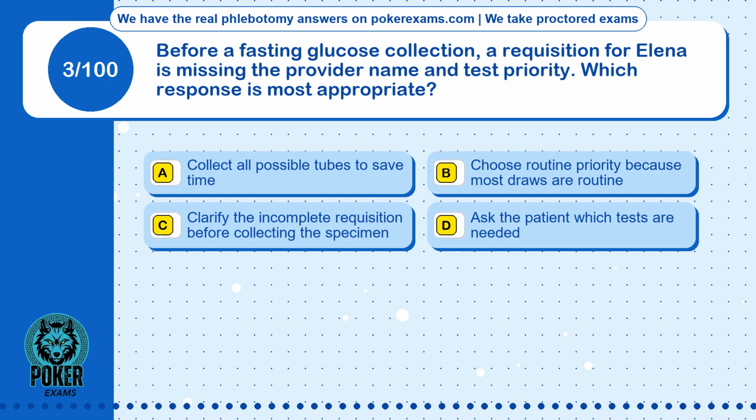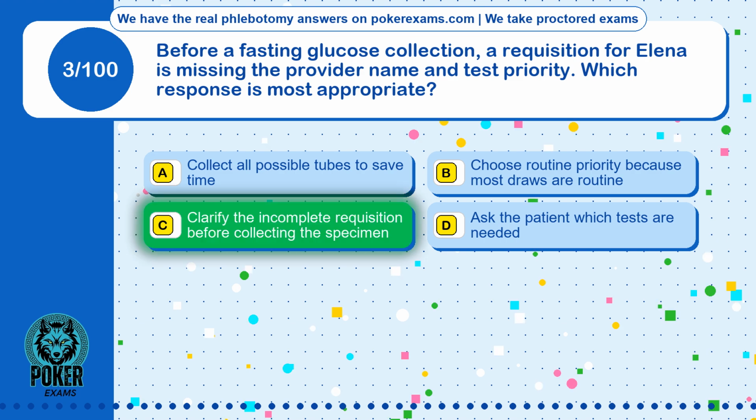Option A. Collect all possible tubes to save time. Option B. Choose routine priority because most draws are routine. Option C. Clarify the incomplete requisition before collecting the specimen. Option D. Ask the patient which tests are needed.